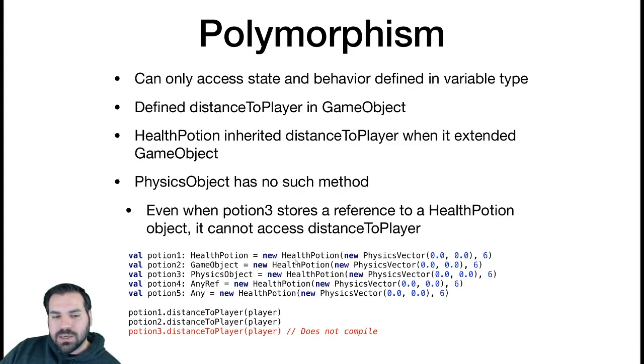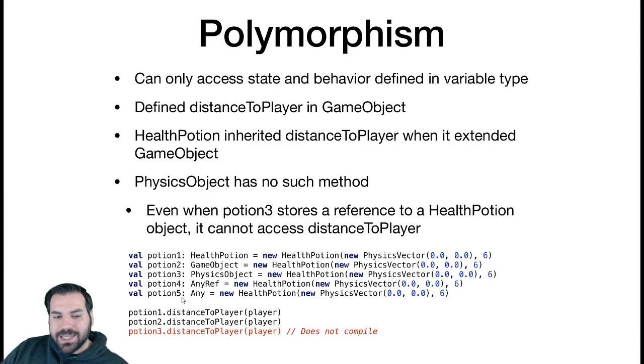A superclass is any class that you're inheriting. So health potion inherits game object. We say that game object is a superclass of health potion. So game object, physics object, any ref, and any are all superclasses of health potion. Did I put that on the slide? Maybe it was said in chat. That's what the superclass is. So physics object is a superclass of health potion. So from potion 3 of type physics object, or from potion 4 of type any ref, or potion 5 of type any, we can't access this distance to player method.